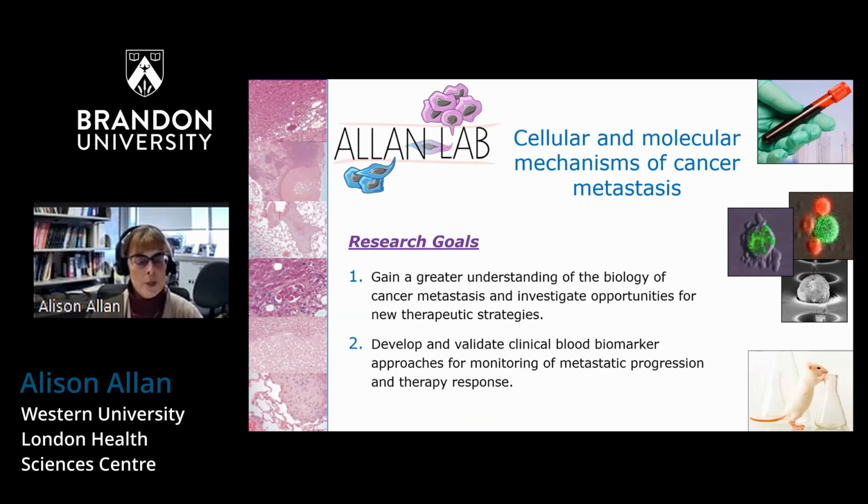And our research goals are really broken up into two main projects. The first is to gain a greater understanding of the biology of cancer metastasis, which is the spread of cancer away from the primary site to different organs like the lung and the brain. And also for us to use biology to investigate opportunities for development of new therapeutic strategies.